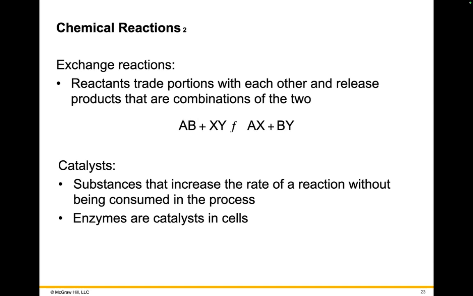A catalyst in chemistry is some substance that's going to speed up a chemical reaction. And it's not going to be a part of the reaction, but it helps the reaction happen faster. So it increases the rate. And what we'll talk about quite a bit is enzymes. And enzymes are biological catalysts. So these are natural chemicals in cells that speed up chemical reactions.